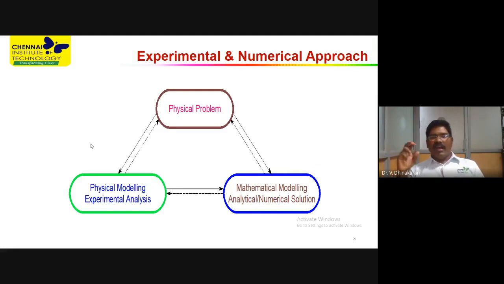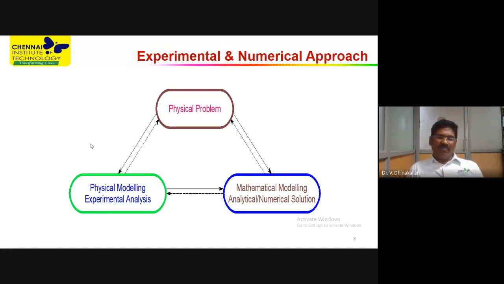Okay. And hence, in most engineering problems, we will have a partial differential equation as the governing equation. Partial differential equation is the governing equation. And if the partial differential equation is very simple, you can solve the governing equation with the known formulas that you have learned from mathematics.